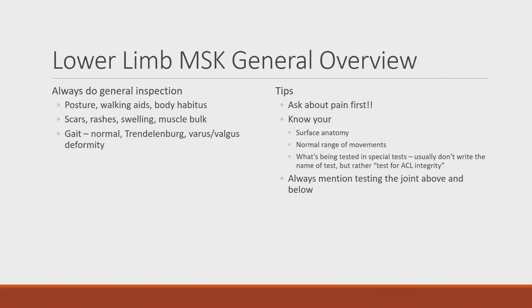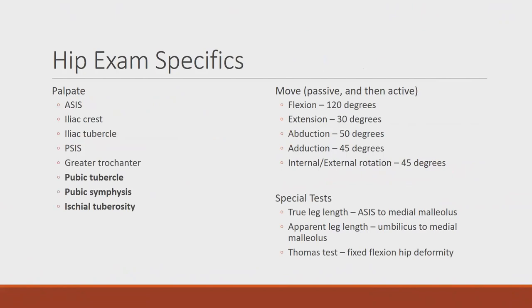Things like that. And then before you start palpating, you might want to ask about pain, so you can start away from that area. And then it's always good to know your surface anatomy, because you're going to be palpating for your bony landmarks. So I always started at the ASIS, moved backwards along the iliac crest to your posterior superior iliac spine. They say iliac tubercle, but I don't think you can really feel that, to be honest. If you can, good for you. And then move from the ASIS to the greater trochanter. And then for the rest, they tell you to do it, but don't do it in your OSCE because they're kind of close to your groin. So not very great.